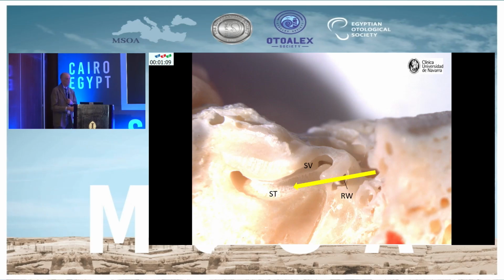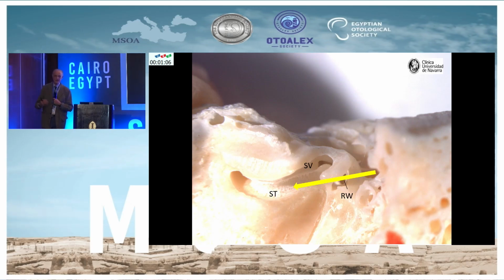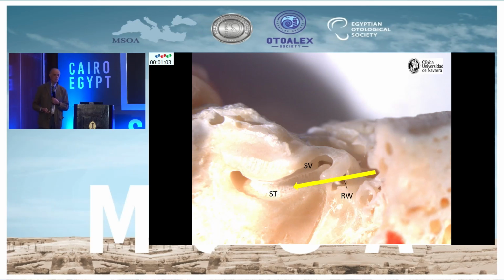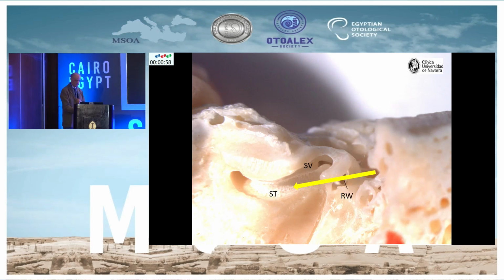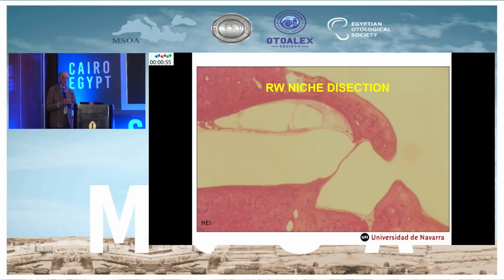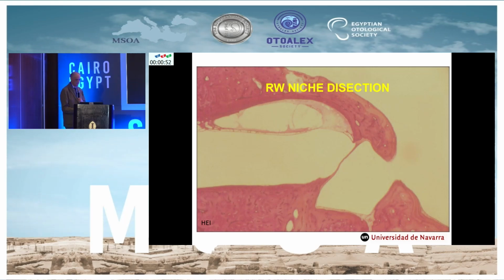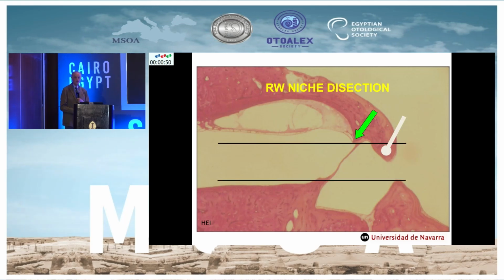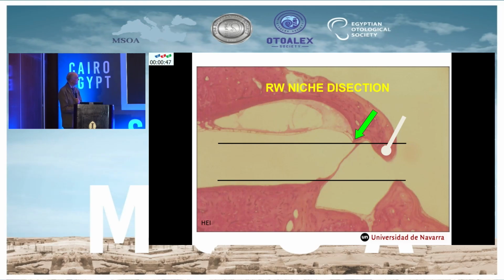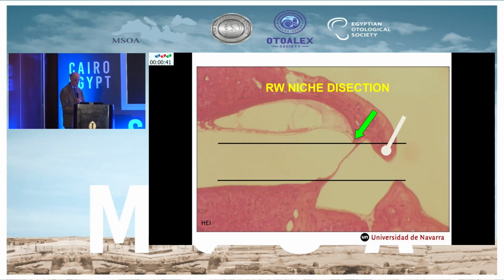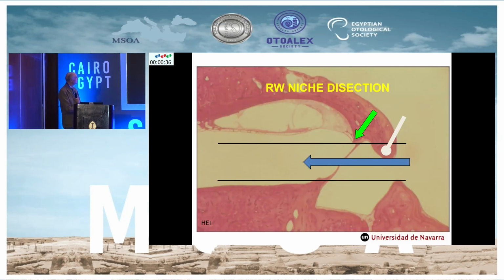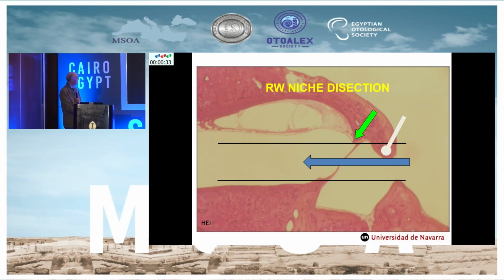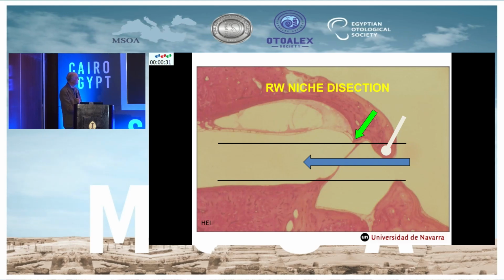We need to have a straight trajectory with our electrode to the scala tympani. If we want to obtain this straight trajectory, we need to drill the edges of the round window niche, as I showed in this slide. This gives the opportunity to have a straight trajectory away from the lamina spiralis, basilar membrane, and spiral ligament.